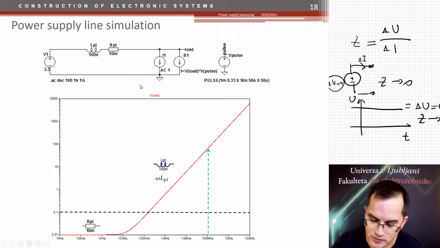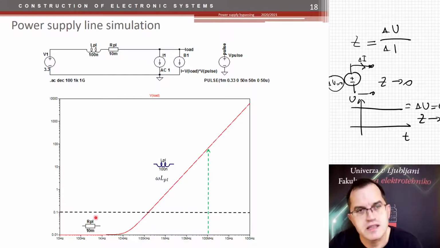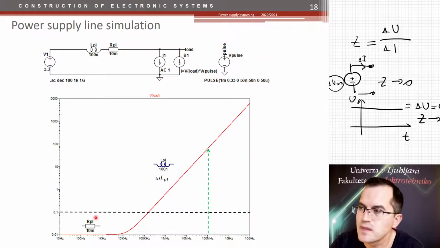And impedance, of course, at low frequencies is determined mainly by the resistance of the wires, of the tracks. And then this omega L part prevails, and the omega L part then increases. And of course, the impedance, which should be below 100 milliohms, is now quite easily exceeded.